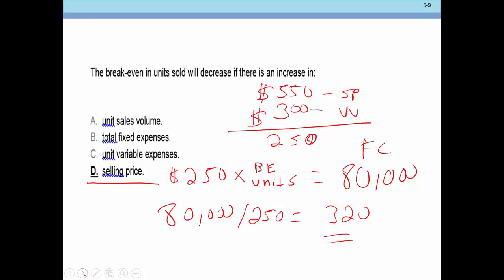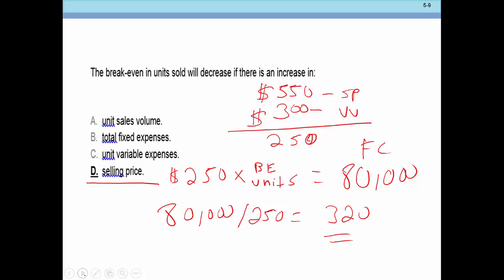They ask us the break-even in units sold will decrease if there is an increase in what? You can see the answer is selling price, right? But what I put over here on the side is I took the example we were just looking at and did what the problem told me to see if it was true that the break-even in units decreased. So I moved the sales price. It was 500. I changed it to 550, didn't I? I increased the sales price.